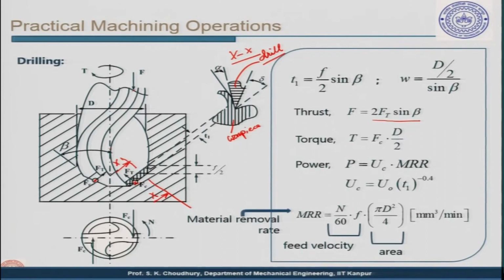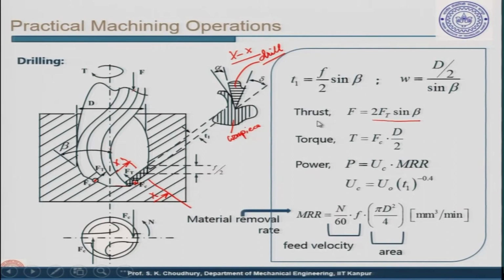So, from this triangle, if you make a triangle here, you can find out geometrically that F is 2 Ft into sine beta. So, Ft is the component of the thrust force like that, and this is the total thrust. Thrust is the force which is applied to the drill, so that the drill while rotating can penetrate the workpiece, so that the material can be removed.